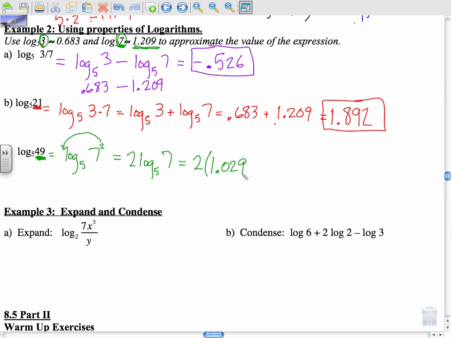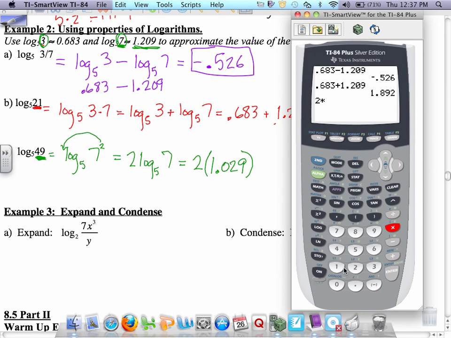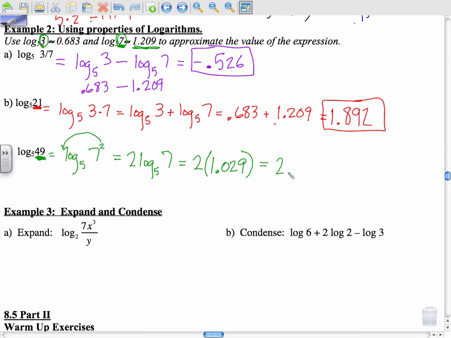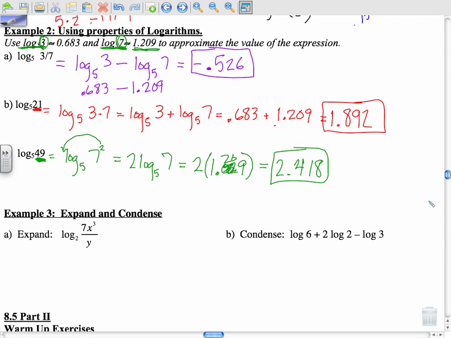Since I know what the log base 5 of 7 is, I'm going to go 2 times this number right up here, 1.209, not 1.029. Grab my calculator. I'm going to go 2 times 1.209, and it looks like I end up with 2.418. So that's using a couple of properties. If they give you some logarithms as decimals, even though you can't punch these into a calculator, you can use these properties to work around that.